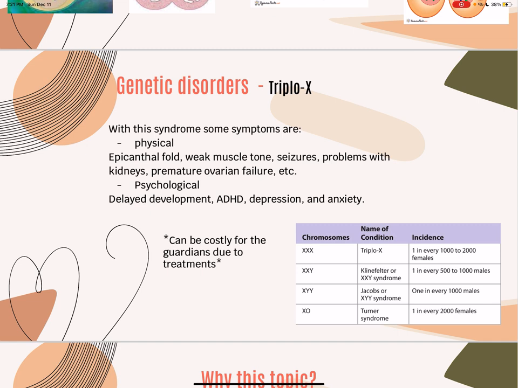For example, physically, you would have weak muscle tone, could have seizures, problems with kidneys, and premature failure in the ovaries. So people would not be able to have children, and they'd be infertile. And then psychological problems would be delayed development. They could have dyslexia and ADHD, depression, and anxiety, or they could have all of them. This can be very costly for the parents since they would have to pay for treatments, whether it be problems with the physical self or the mental state of their children.